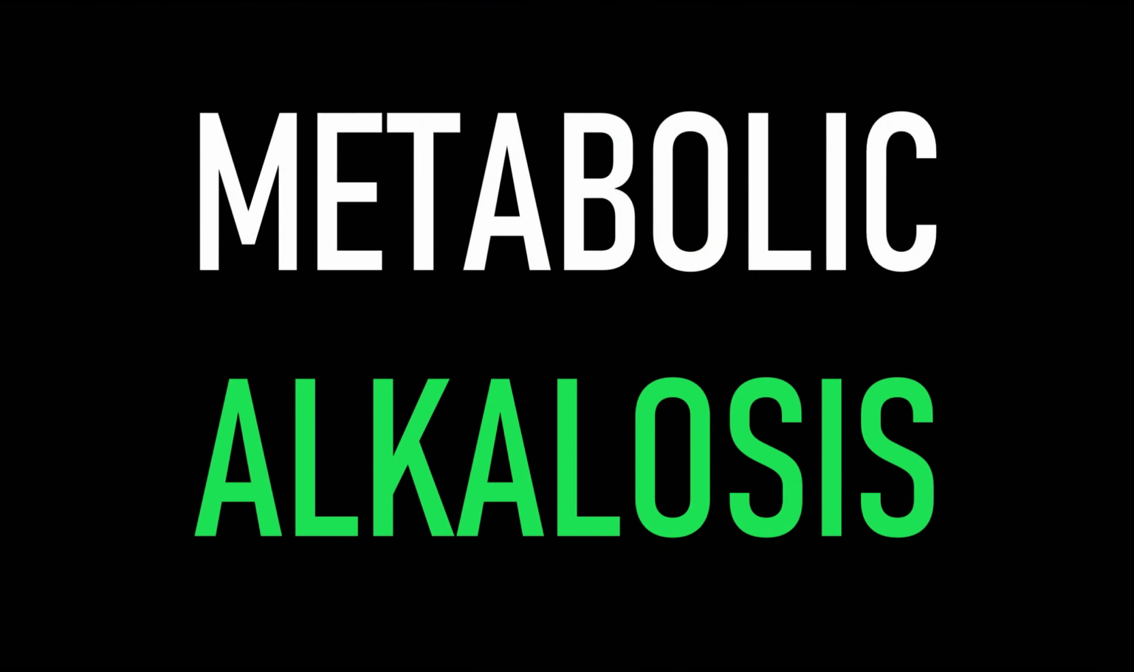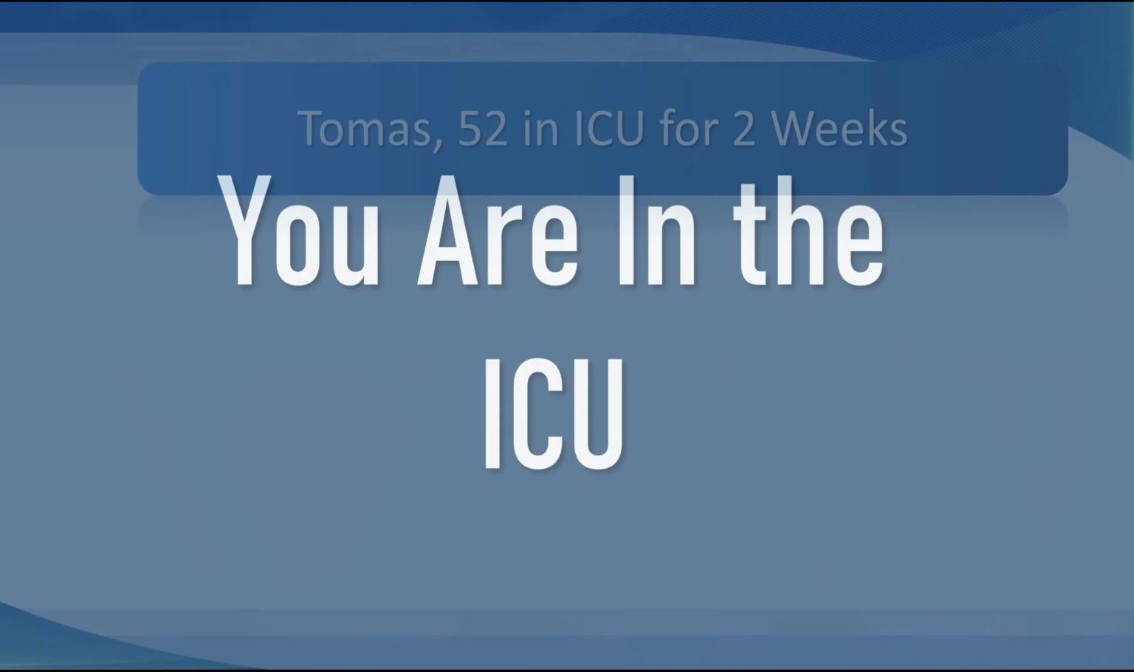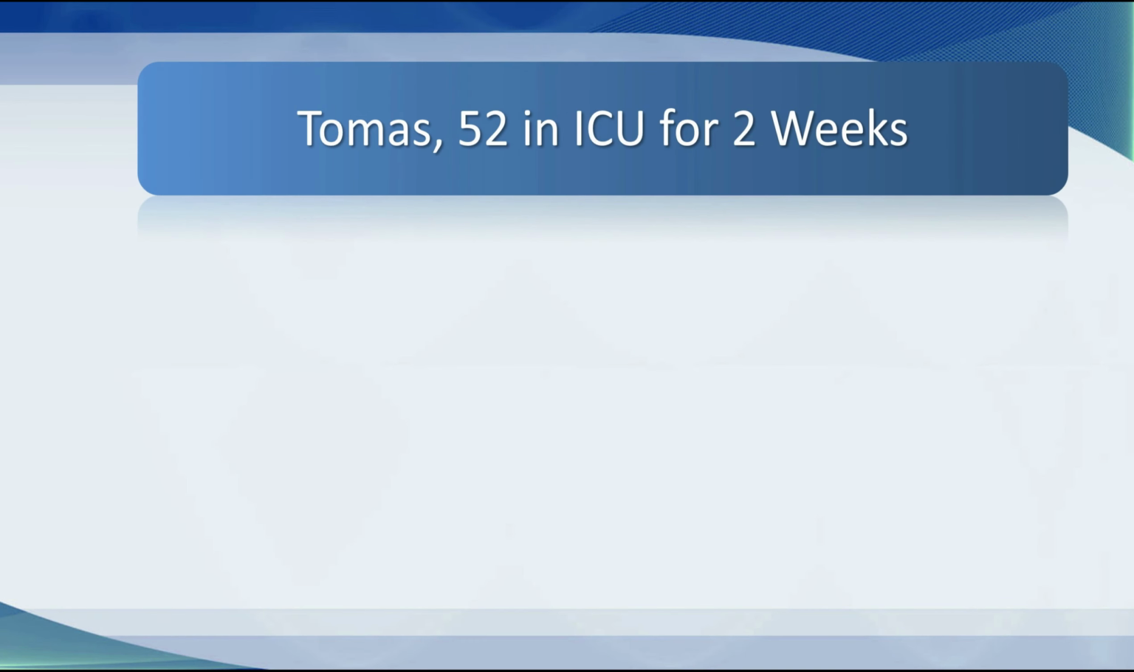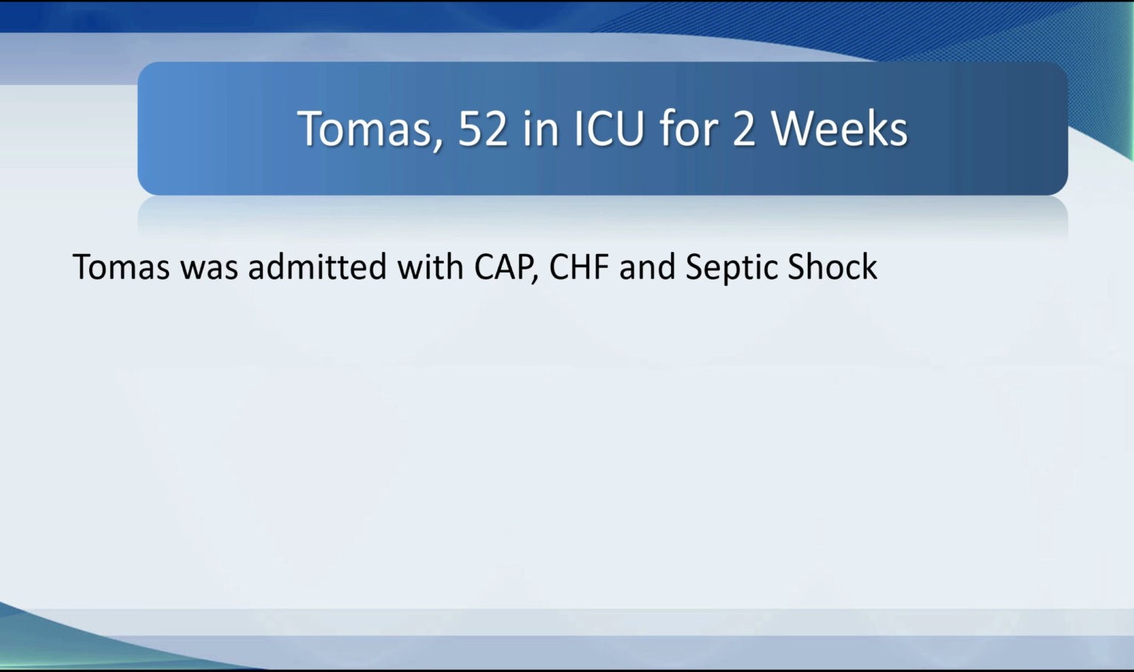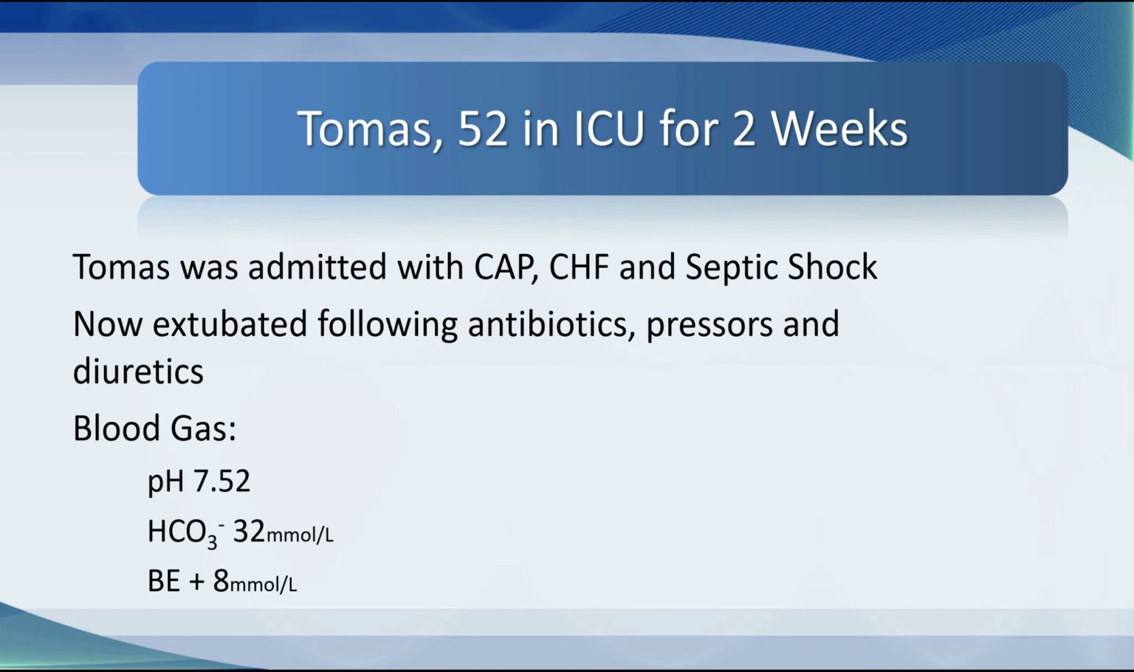Now let's look at metabolic alkalosis. You're in the ICU and you have Tomas. He's 52 and he's been in the ICU for 2 weeks. He was admitted with community-acquired pneumonia, congestive heart failure and septic shock, and now he's extubated following antibiotics, vasopressors and diuretics. On his blood gas, his pH is 7.52, that's an alkalosis. His bicarbonate is high, 32 millimoles per liter, and his base excess is +8.